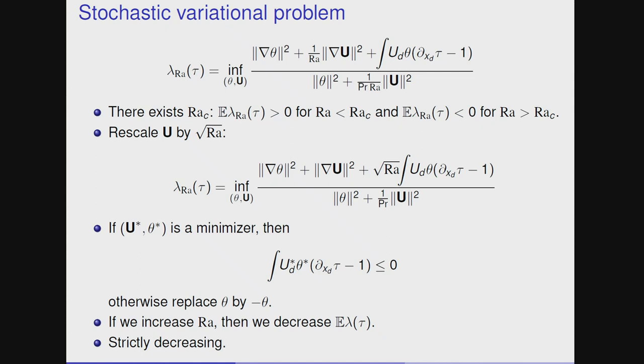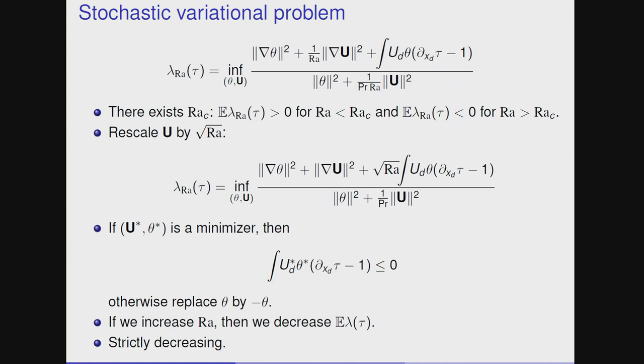Okay, so if we plug in the competitor, then you see everything is in the norm. These two terms are the same. The denominator is exactly the same. The only thing that will change is I'll get here minus Rayleigh integral u bar theta bar and so on. So from here, we immediately have that the integral of u d bar theta bar, and then here is the derivative with respect to tau minus 1, must be non-positive. And actually, you can prove that it must be negative on some set when tau is large. When tau is large, we can prove that this inequality must be actually strict.